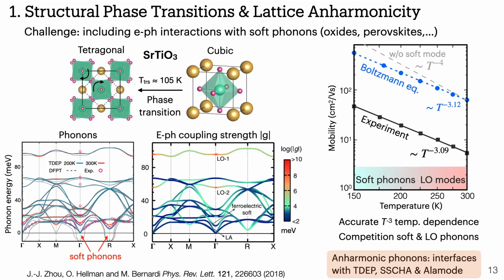So starting with version 3, now we have interfaces in Perturbo with 3 different codes that are designed to treat anharmonic phonons. One of them is TDEP, the other one is SHA, and the third one is alamode. And so basically, for these systems, one can compute the phonons using these methods and codes, and then import the phonons into Perturbo and basically compute the same observables, but with an accurate account of anharmonic phonons.